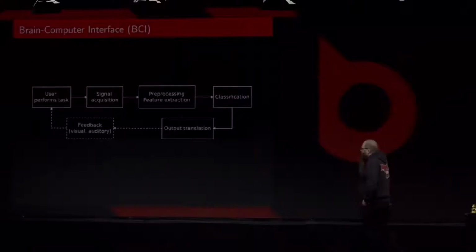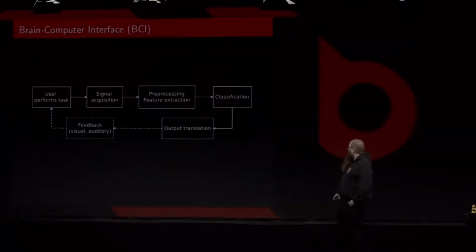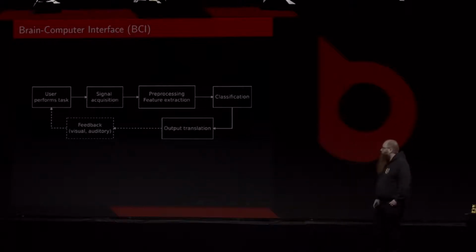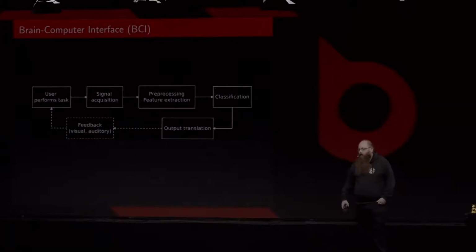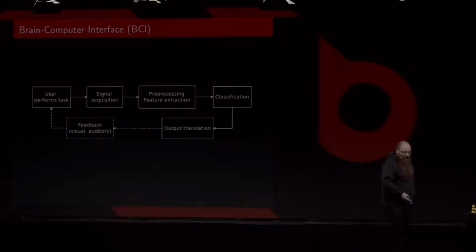Doing EEG experiments with human subjects takes a lot of time, and also the data might contain private information, so often the data sets are not made public. So that's what I'm going to talk about mainly. But generally, after classification, we have an output translation. It can be a virtual keyboard or something. And there can be, that is optional, a feedback that allows the user to train the brain-computer interface.